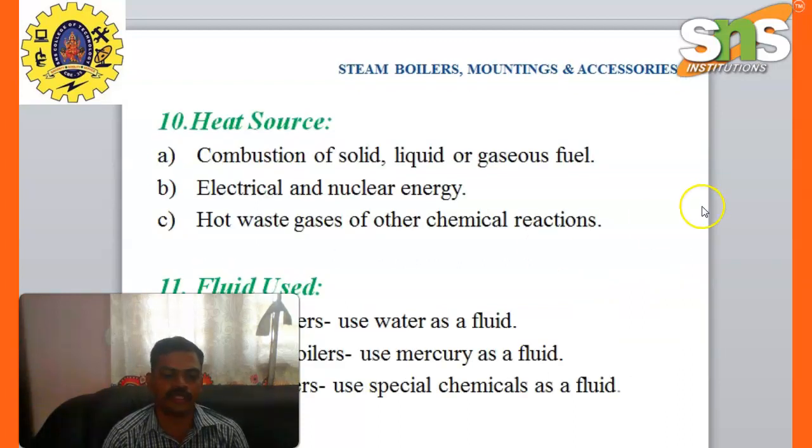Heat sources: combustion of solid, liquid, gaseous fuel, electrical, nuclear energy, hot waste gases of other chemical reactions. Next is the fluid used. Based on fluid used, a steam boiler uses water as a fluid, a mercury boiler uses mercury as a fluid. Other boilers use a special chemical as fluid.